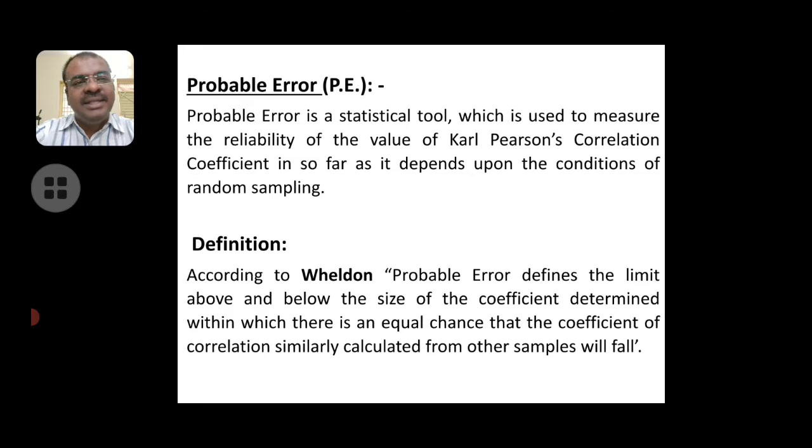If correlation is significant, then it will definitely fall between the lower limit and the upper limit. If correlation is insignificant, then there are chances that the correlation which we find out again may not fall between the upper limit and the lower limit. So here I repeat once again, it says probable error defines the limit above and below the size of the coefficient of correlation determined within which there is an equal chance that the coefficient of correlation similarly calculated from the other samples will fall.